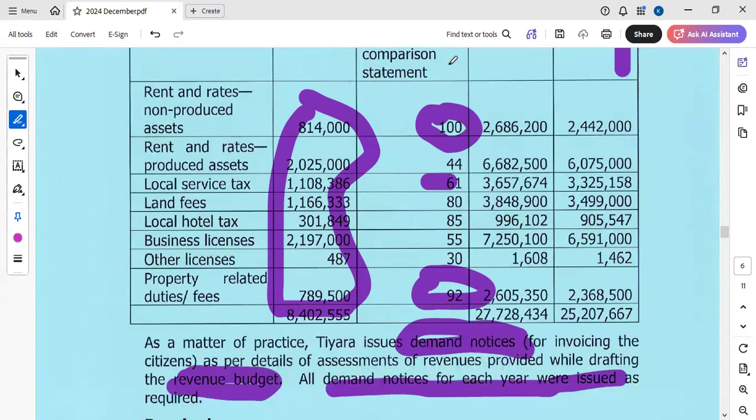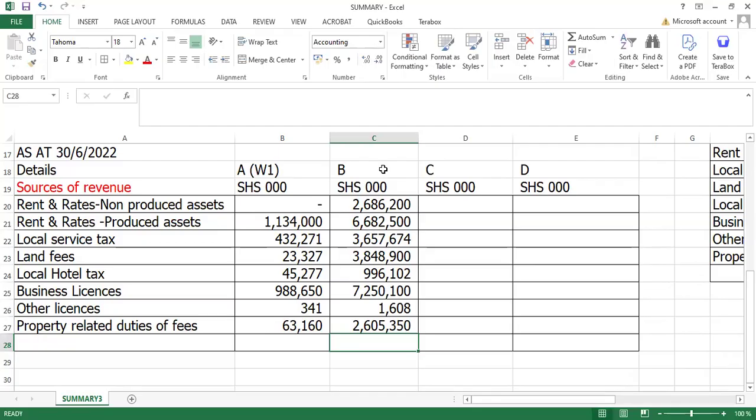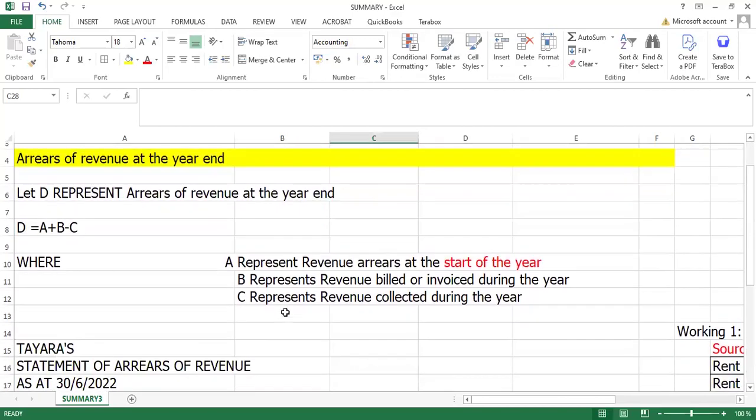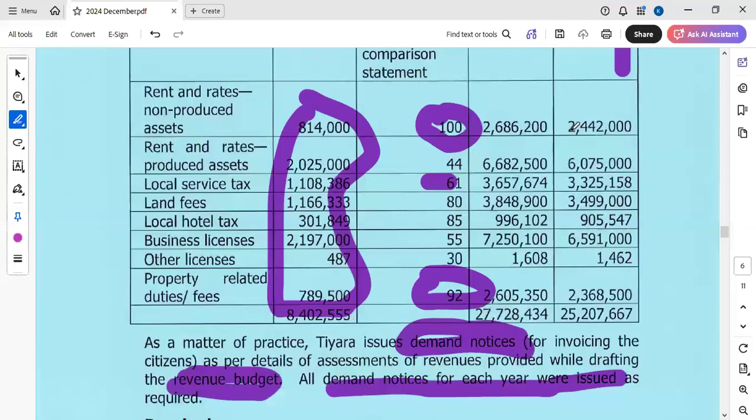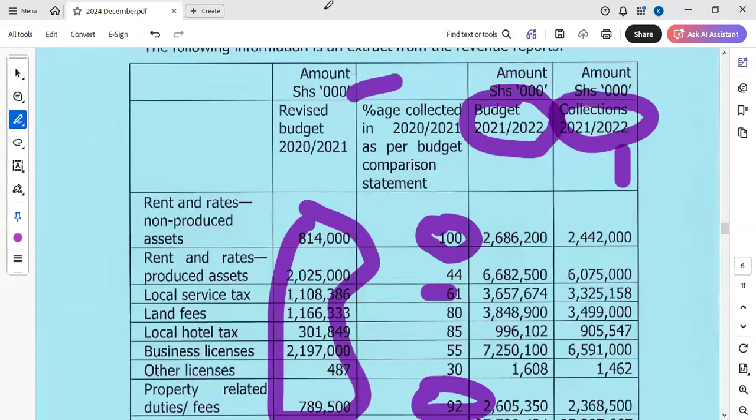So I simply copy and paste. This is what we invoiced. Then what about C? C is what we corrected, the revenue corrected during the year. What you managed to correct during the year. Remember, as you correct, you may be correcting what was outstanding at the start of the year, or you may be correcting part of what you invoiced during the year.